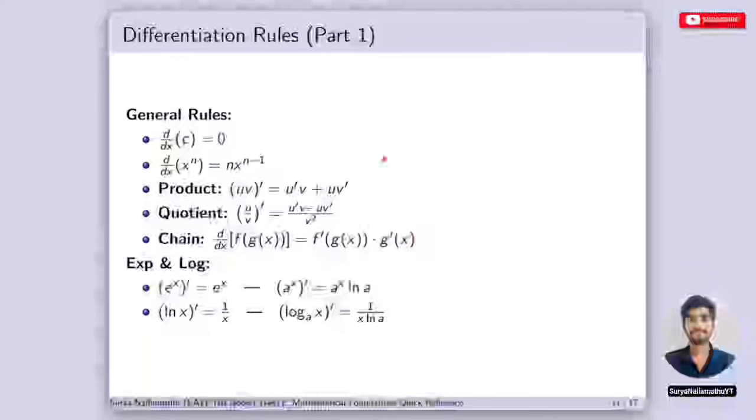And next, these are the differentiation rules. The differentiation rule formulas are here. d by dx of c is equal to 0.